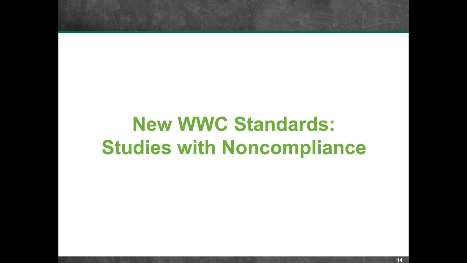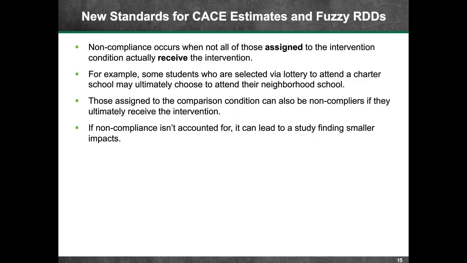The WWC has also introduced new standards for studies with noncompliance. Noncompliance occurs when not all of those assigned to the intervention condition actually receive the intervention. For example, consider a study in which students are selected to attend a charter school based on a lottery. Not all of the students who are selected to attend the charter school ultimately do so, and may instead choose to attend their neighborhood school. These students are non-compliers because they were assigned to the intervention condition via the lottery, but actually received the comparison condition. Those assigned to the comparison condition can also be non-compliers if they ultimately receive the intervention.